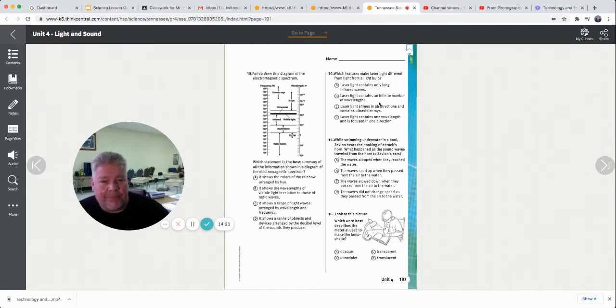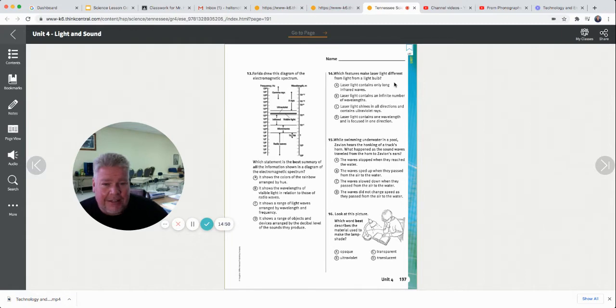Number 14. Which feature makes laser light different from light from a light bulb? Well, if we just think about a light bulb, that picture we looked at a minute ago, it goes out in all directions. When we think about a laser pointer, it doesn't go in all directions. It goes in one single direction, doesn't it? So just think about what you know, and let's see which one of these makes sense. Laser light contains only long infrared waves. That doesn't make sense to me. I don't think that's the answer.